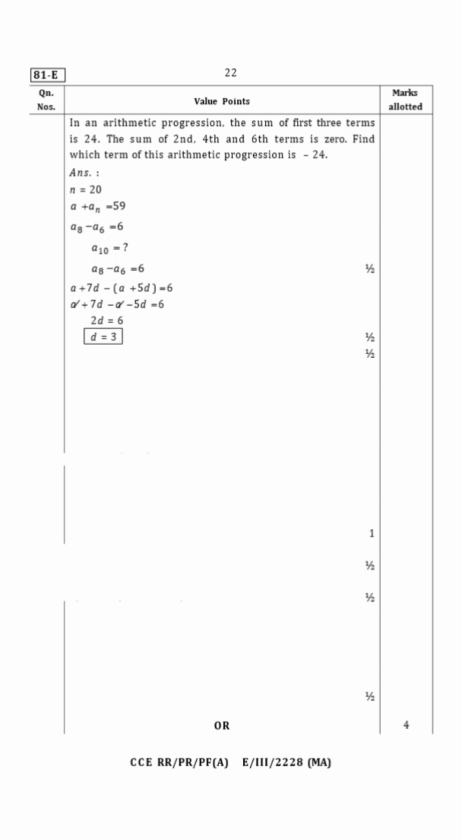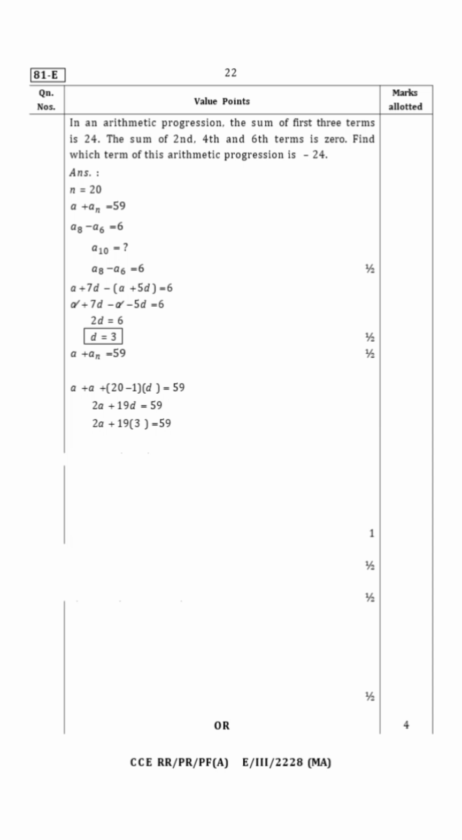Now what have we found? Common difference. We are also given that the sum of first and last terms is 59. Now last term means 20th term. So a plus 19d is the last term, and a plus a plus 19d is equal to 59. d is 3, we have got it, isn't it?